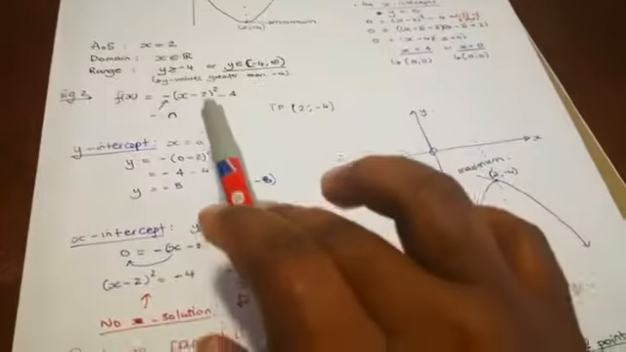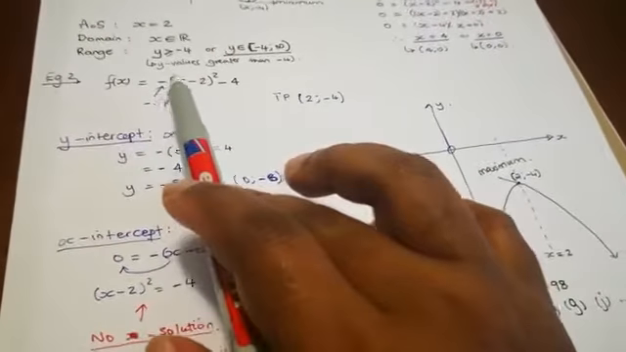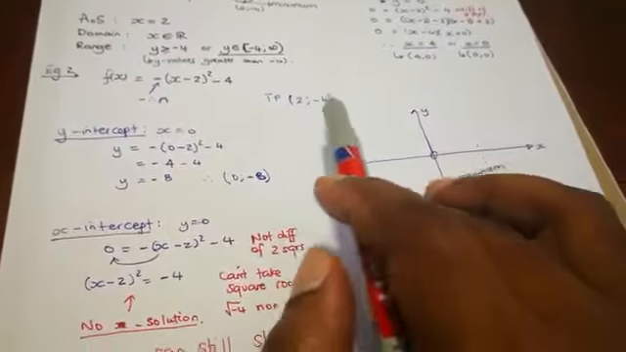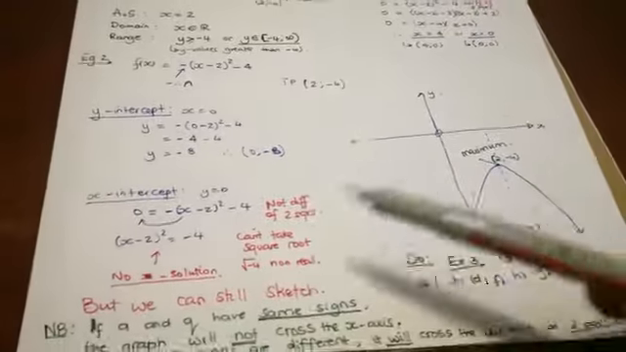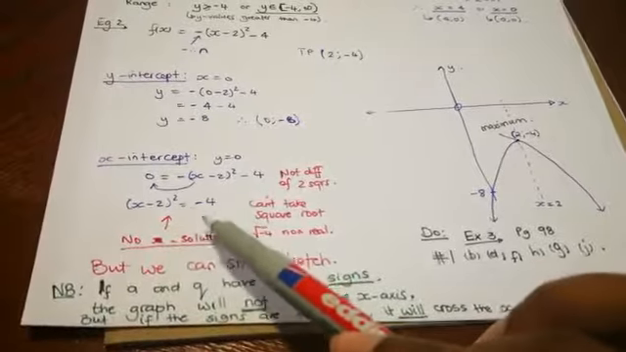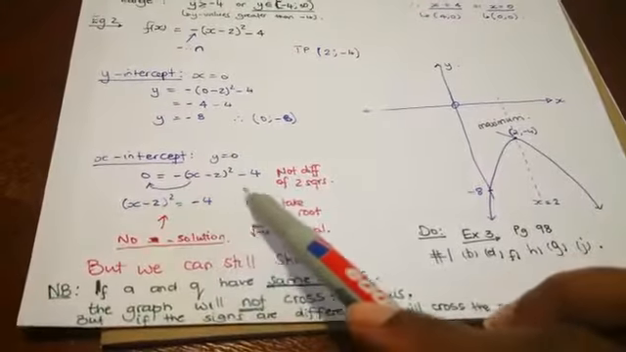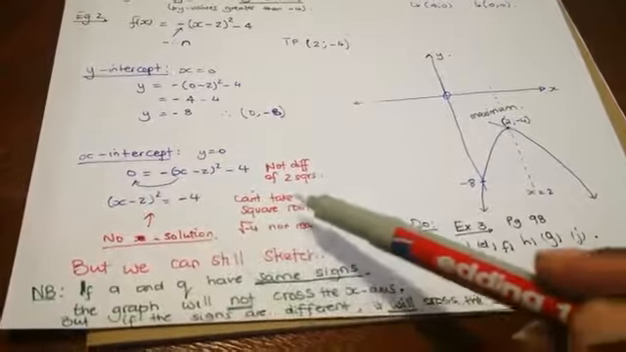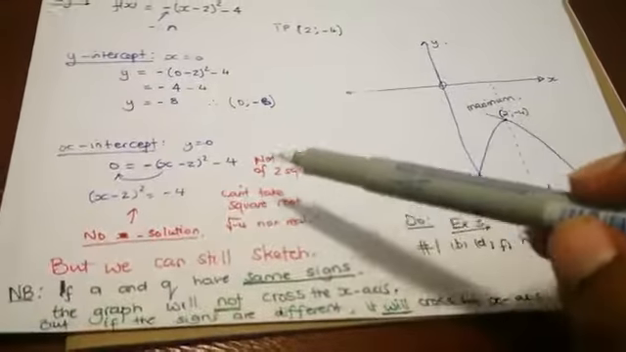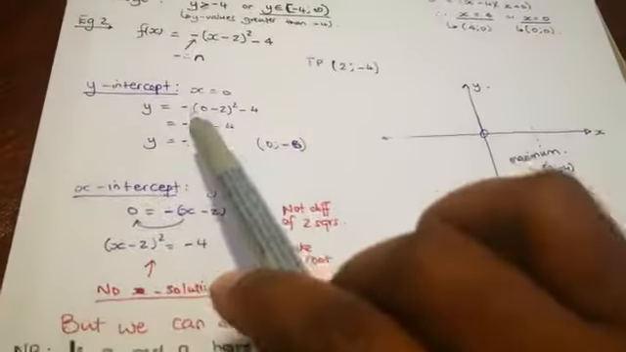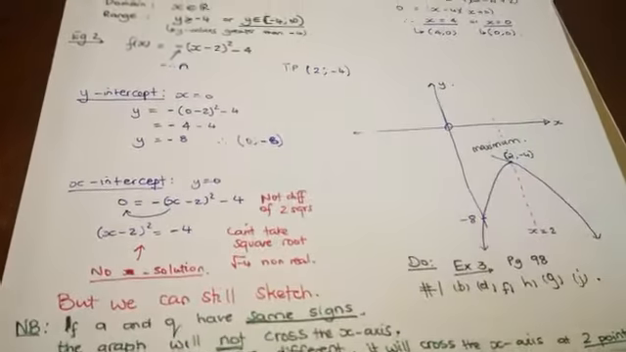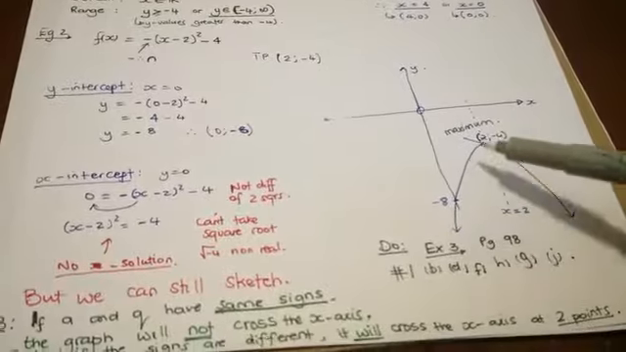Then second equation, second example, now the graph is upside down because this is negative, and it still turns at 2, -4, which is what I have done here. Now if you try to find the x-intercept, it will give us no solution. The reason is that when you try to take the square root on both sides, this is non-real, so it will give you an error in the calculator. But that doesn't mean we cannot sketch. We can still sketch. Remember, it turns at 2, -4, and it is upside down. So we can still sketch it like that.